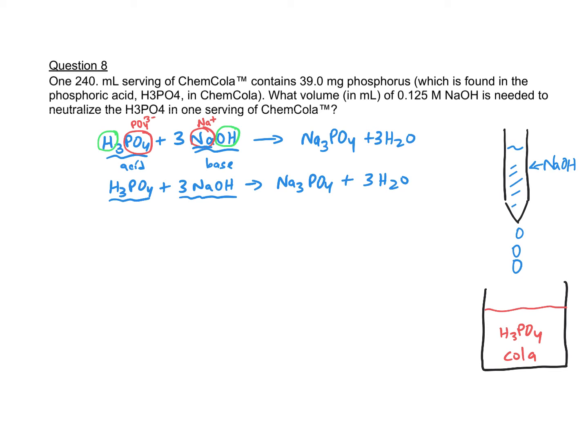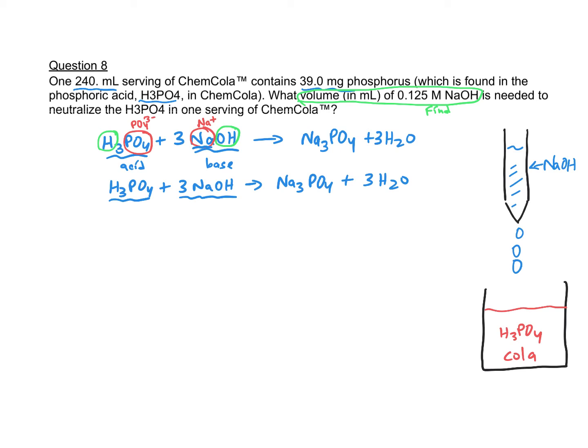The previous question, we were given the reaction equation. This one, we had to figure out the reaction equation. And now, again, we're given some information: size of the serving of chem cola, the number of grams of phosphorus in the phosphoric acid, and then we're trying to find the volume of this sodium hydroxide solution. So here's what we want to get to. We want to find that volume.